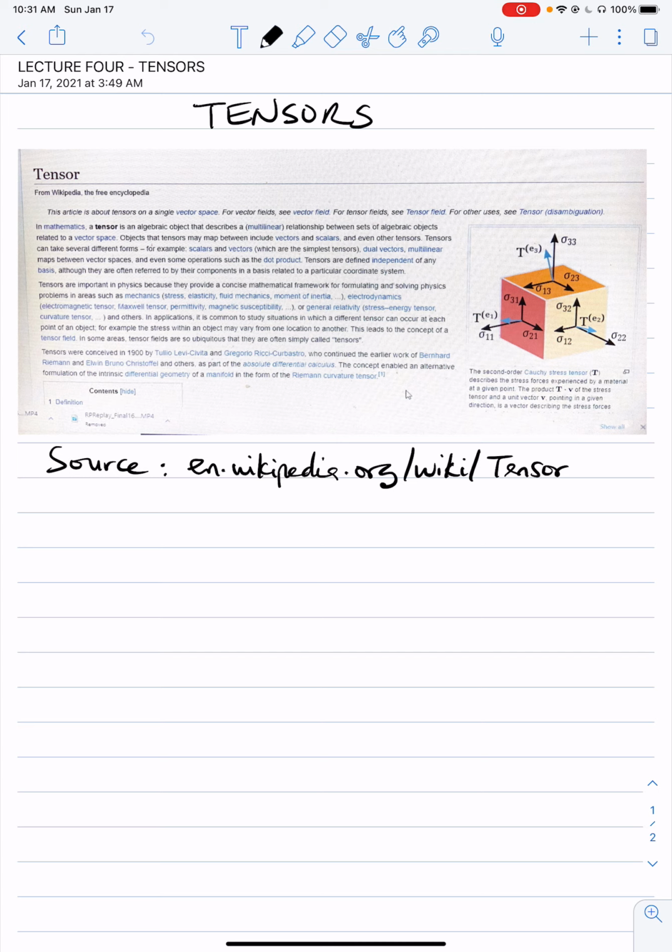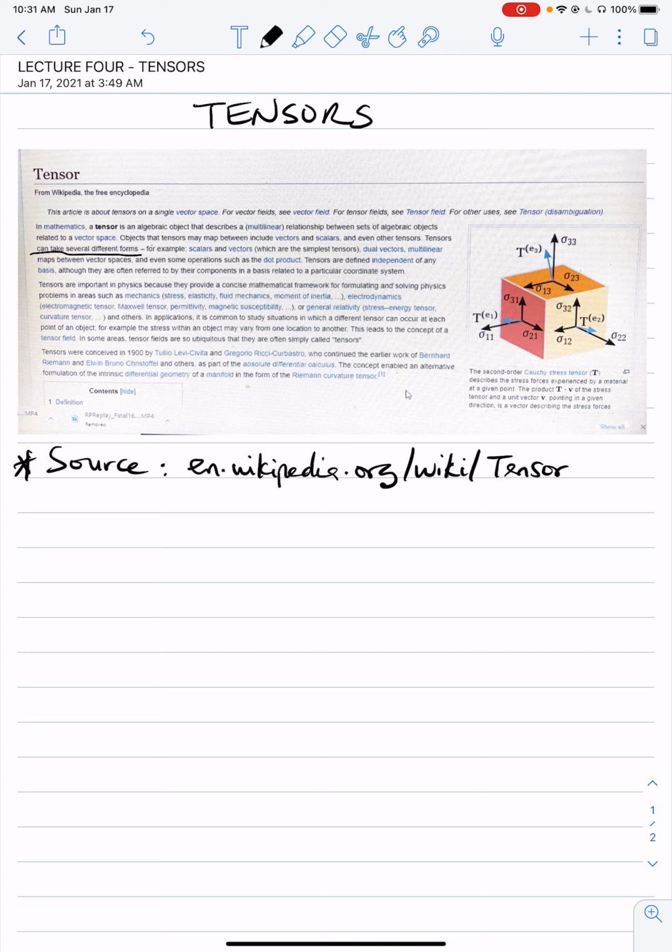As can be seen from here, tensors can take different forms. I hope it's not too small to see on the text, but this is the source. You could just Google this in case it's difficult to see, then you get the full stuff. So it can take different forms, and I'll explain the different types of tensors subsequently.